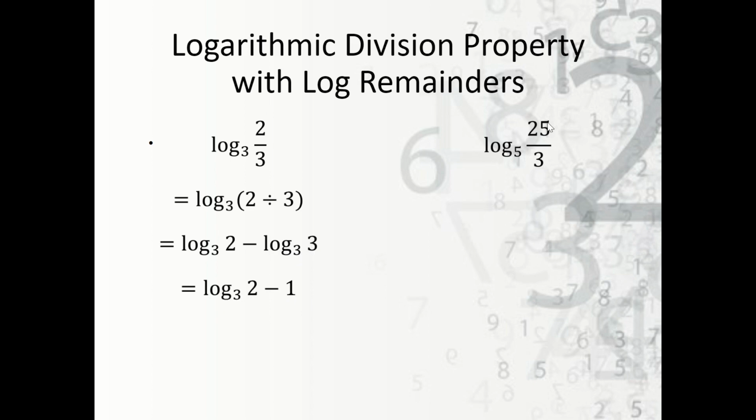Now this one, log base 5 of 25 over 3. So we can take this and say log base 5 of 25 divided by 3. And then we can break this up. So this is log base 5 of 25 minus log base 5 of 3. Well, this first part, we can look at 5 to what power equals 25? Well, 5 to the second power equals 25. So this is 2. And we can't multiply 5 times itself any number of times to get 3. So we just leave that part as is. So this becomes 2 minus log base 5 of 3.